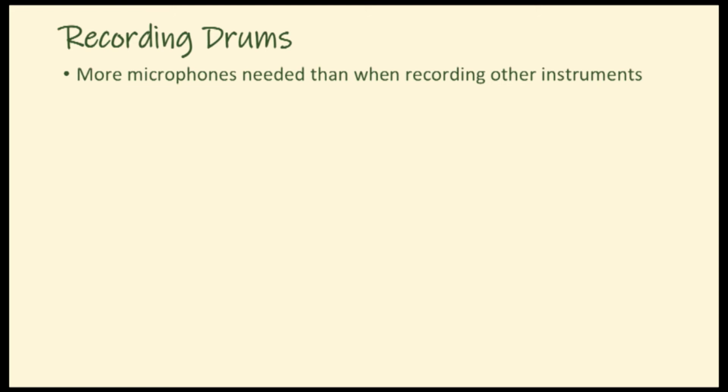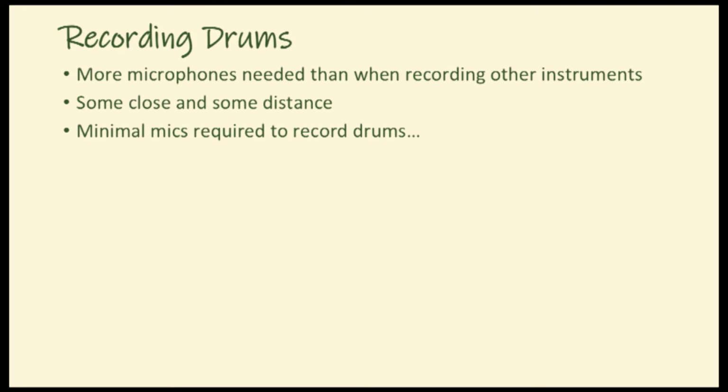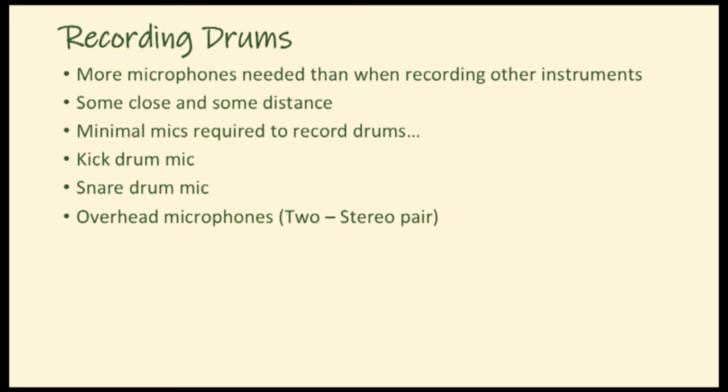When recording drums, more microphones are needed than when recording most other instruments. Some of those mics are close and some mics are distance. The minimal mics required to record drums are kick drum mic, snare drum mic, and 2 overhead microphones. That's a stereo pair. A stereo pair are usually 2 identical microphones, one for the left speaker and one for the right speaker. Stereo means 2, left and right.